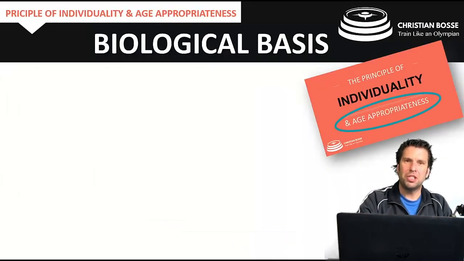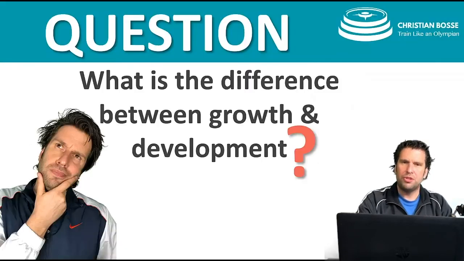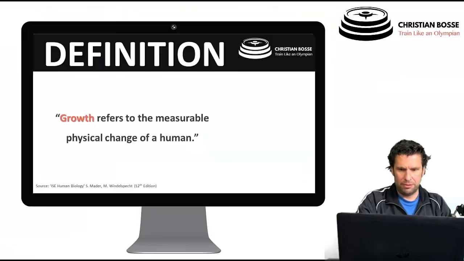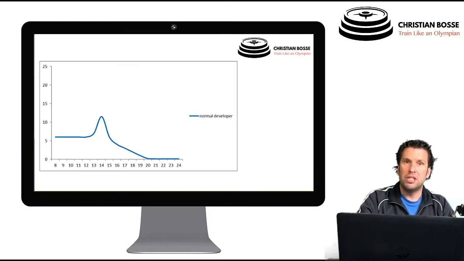So what's the biological basis for age appropriateness? First things first. During adolescence, the human goes through different stages of growth and development. What does that mean? What's the difference between growth and development? And this is from an upcoming course on long-term athlete development. Growth refers to the measurable physical change of a human.